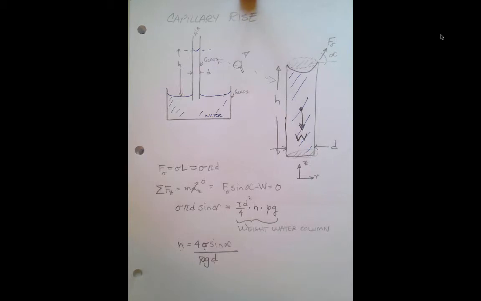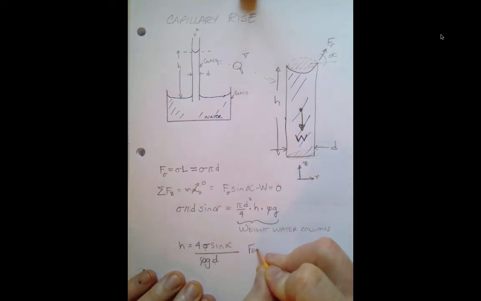Observe that for water, the contact angle is nearly pi over 2. Then the sine of pi over 2 is essentially 1. And so for water, the water glass system, h is pretty close to 4 sigma over rho g d.